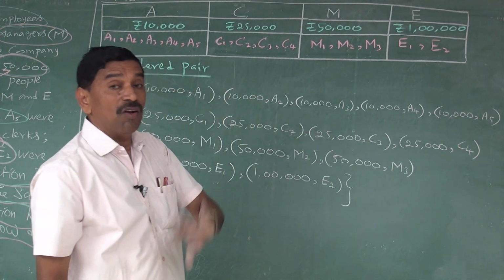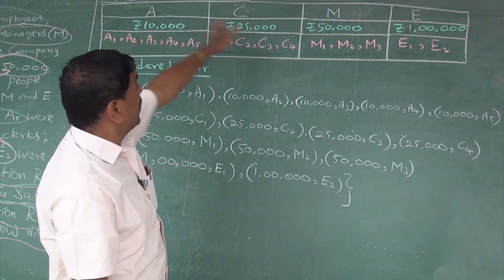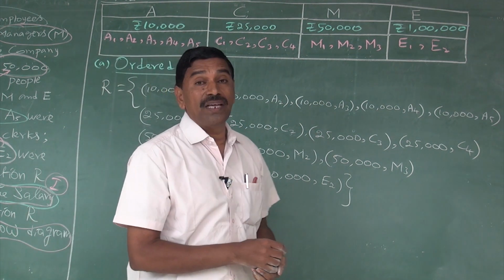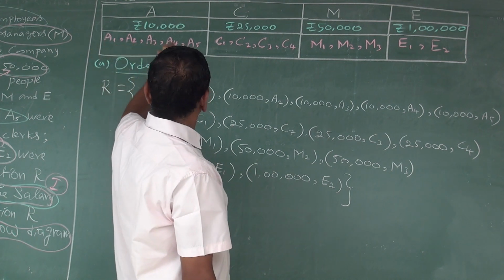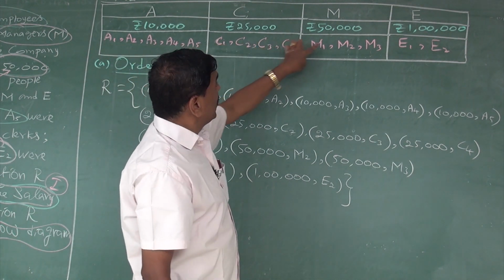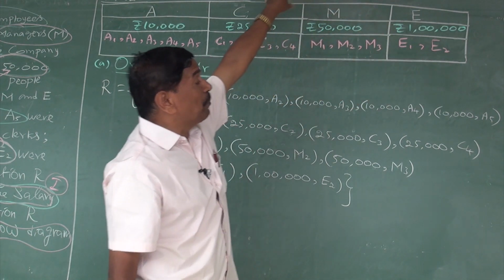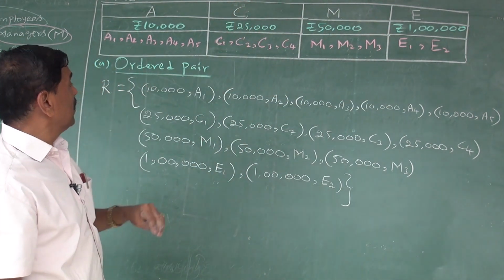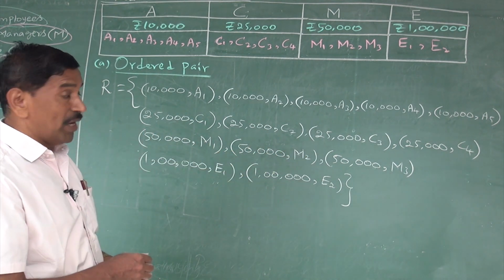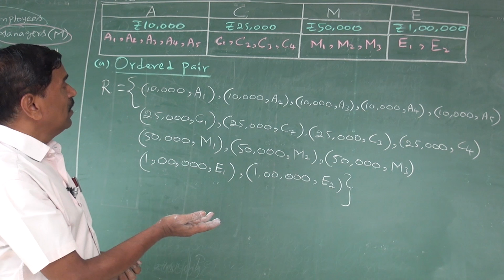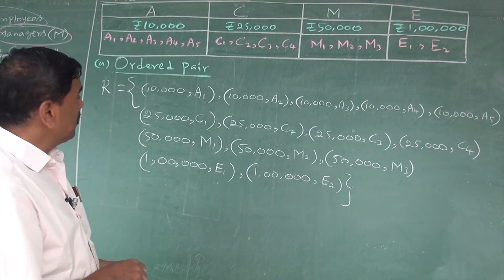So there are 14 ordered pairs. And how many employees are there in the company? Count it. 1, 2, 3, 4, 5, 6, 7, 8, 9, 10, 11, 12, 13, 14. There are 14 employees in the company, therefore we get 14 ordered pairs for 14 employees, so they are respectively the 14 ordered pairs which we completed.